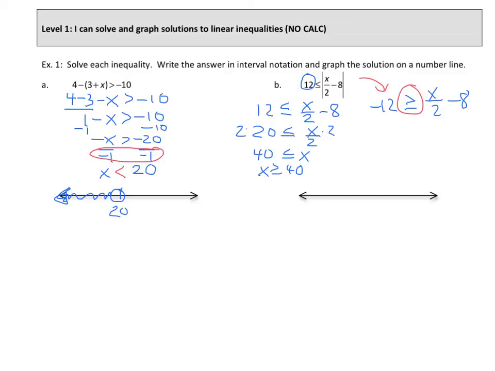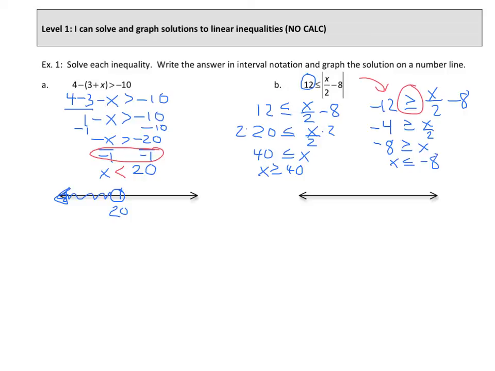Then on this side, I add 8 to both sides, and I get negative 4 is greater than or equal to x over 2. I multiply both sides by 2, and I get negative 8 is greater than or equal to x. Or that's the same as x is less than or equal to negative 8.